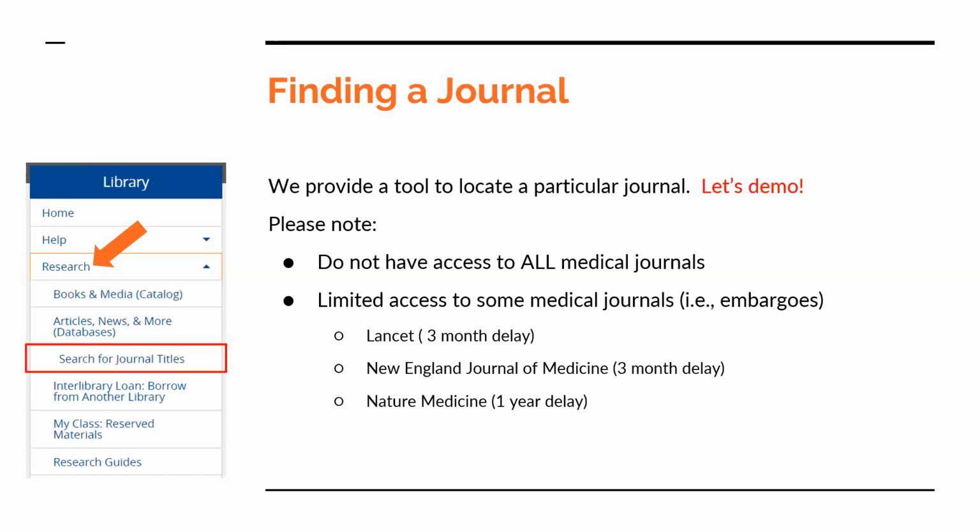Some of those that we have limited access to are very well known, like Lancet and New England. In these cases, we have delayed access known as embargoes. So for example, Lancet and New England come with a 3-month delay, and Nature Medicine, another top dog in publishing, has a 1-year delay. On the other hand, I don't have it listed here, but we do have total access to JAMA, the American Medical Association's journal, which is very popular. Okay, Mrs. Browning, let's demonstrate how to find a journal.